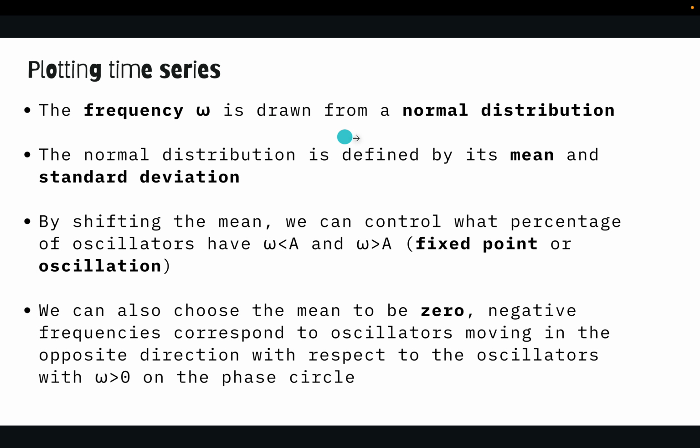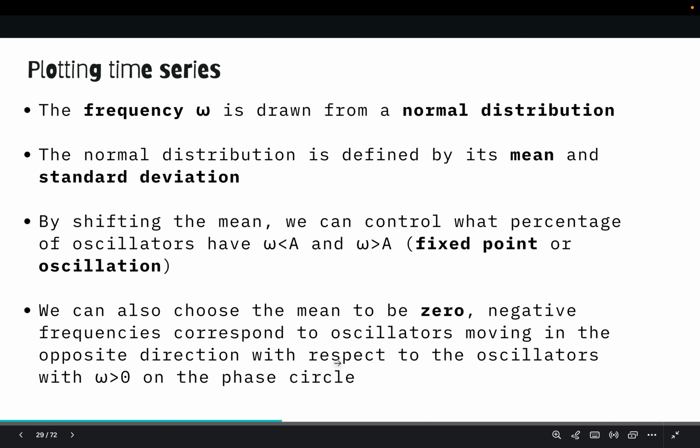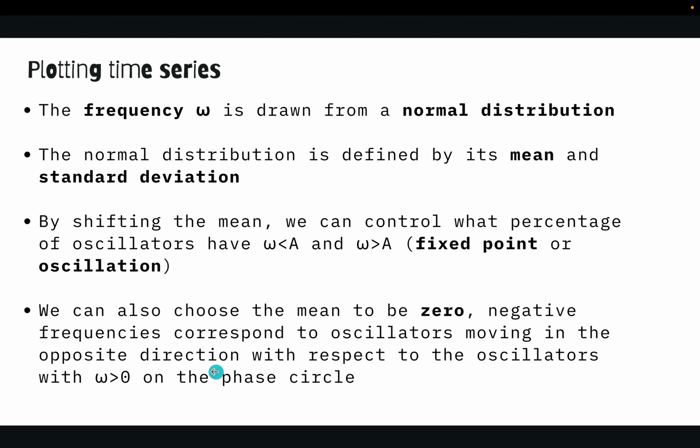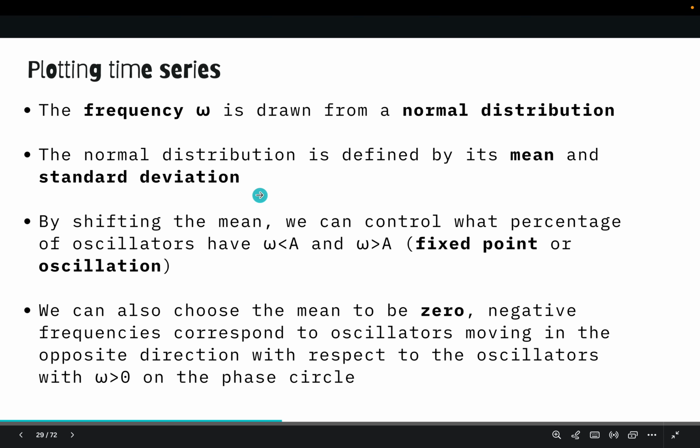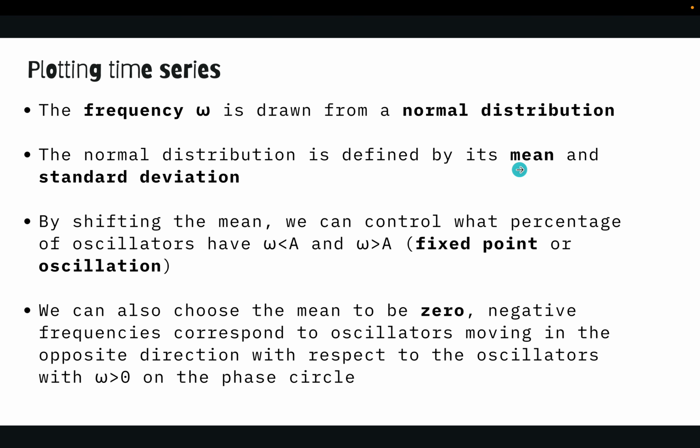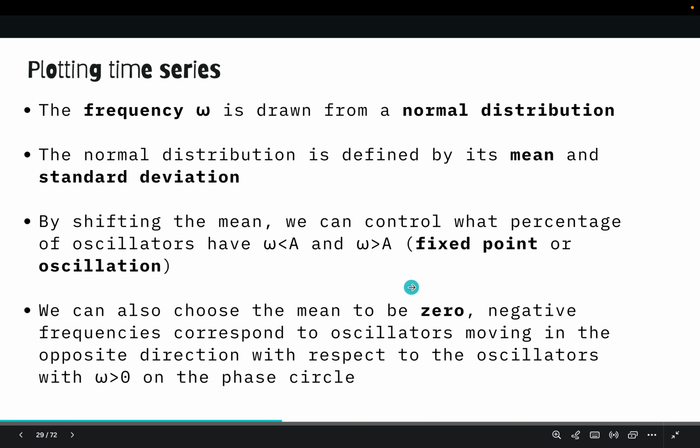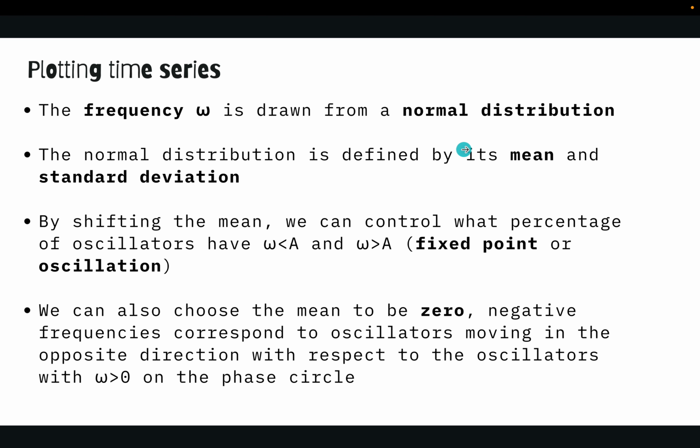Now the frequency omega is drawn from a normal distribution, so we have to define a normal distribution. We have to define a mean frequency and a standard deviation. Let's say, just as an example, the mean is 1 and the standard deviation is 0.2. That means you're saying to draw all the frequencies omega for all the n oscillators between 0.8 and 1.2, because 1 is the mean and the standard deviation is 0.2, so it's plus minus 0.2. That means 1 minus 0.2 is 0.8 and 1 plus 0.2 is 1.2. So all the frequencies should lie between 0.8 and 1.2, distributed as a normal distribution.